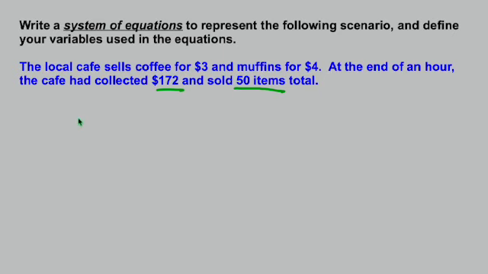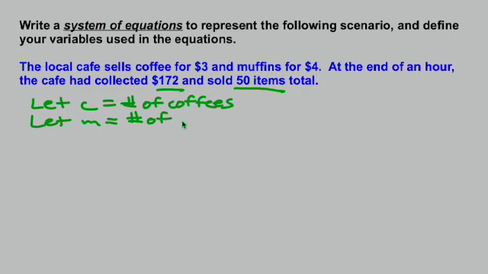So let's take a look first at numbers. Let's go ahead and just define our variables right now. I'm going to say let C equal the number of coffees that were sold. And then I'm going to say let M equal the number of muffins. So now we've gone ahead and used this to get going.